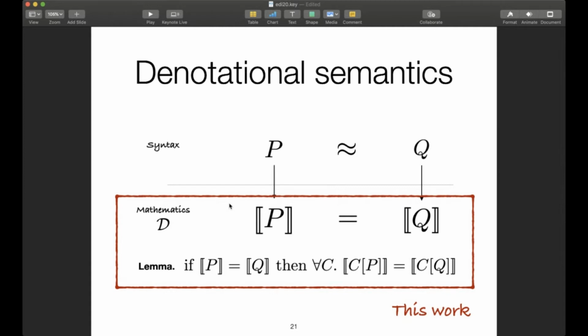So if we have syntax for two bits of program, P and Q, they may not be the same, but if their denotations are the same, we expect them to behave in the same way in an arbitrary context. So that's the lemma at the bottom. If the denotations of P and Q are the same, then in any context, we expect the denotations of the contextualized component to be the same.